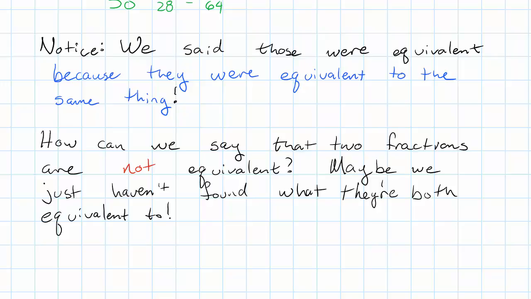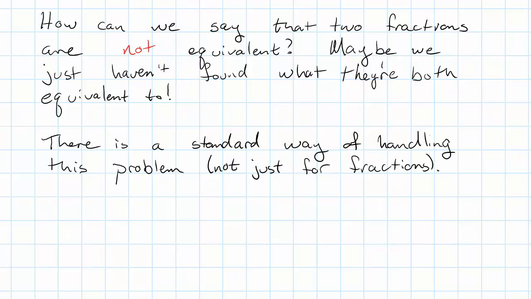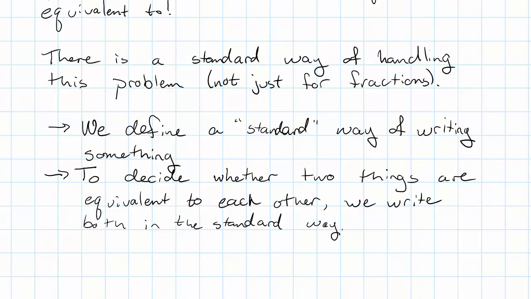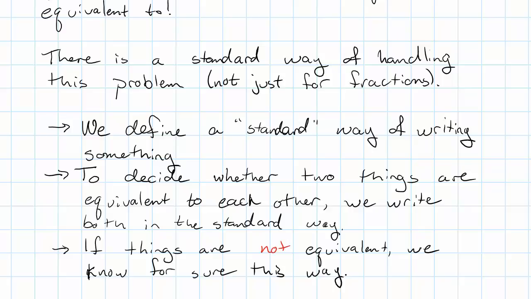Well, it turns out that the way that we always handle this problem, whenever we have things that can be written in a whole lot of ways, is we come up with a standard way of writing something, and then to decide whether two things are equivalent to each other, we write them both in the standard way and see if it's the same. There are other ways of checking whether things are equivalent, but this method comes up over and over again, and it always works. In particular, this tells us for sure if things are not equivalent to each other.